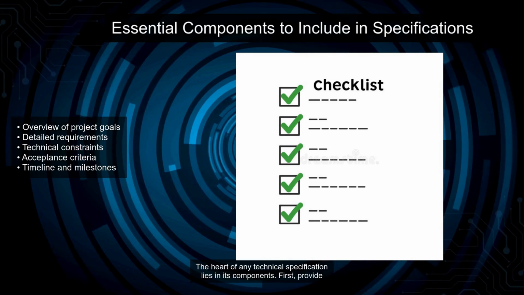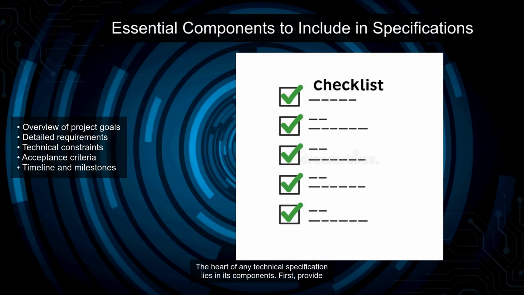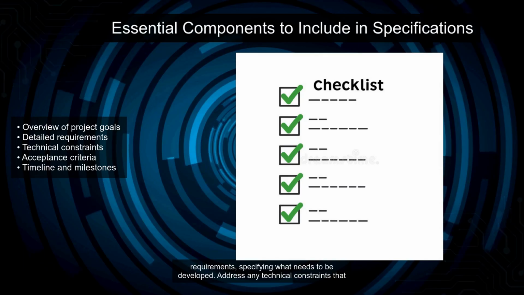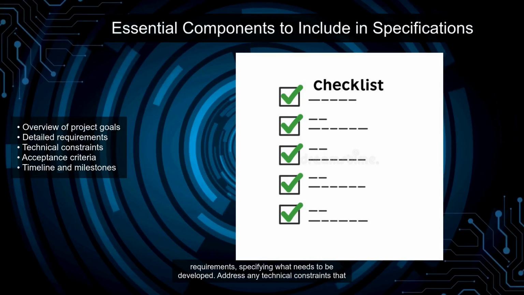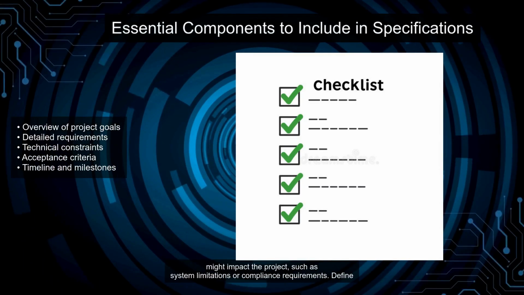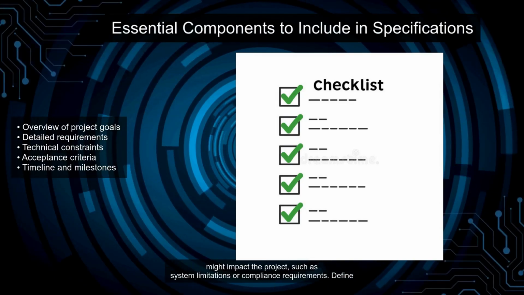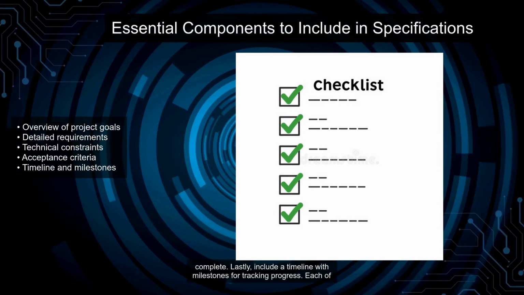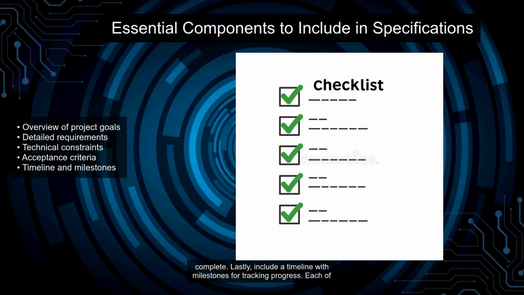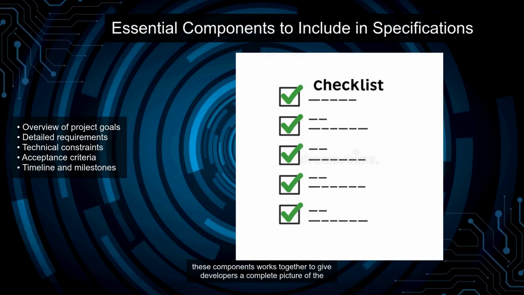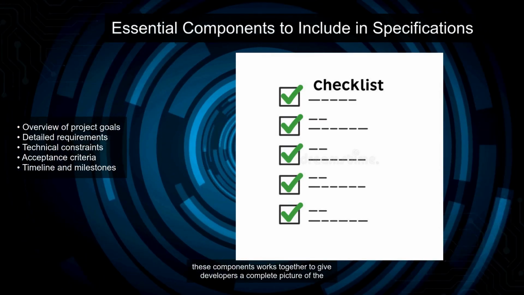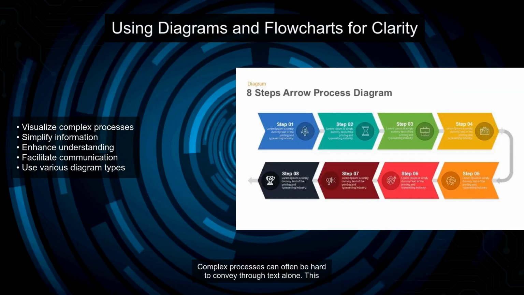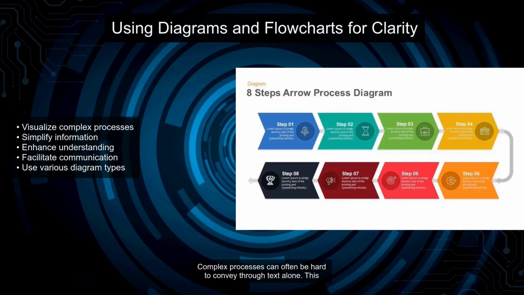The heart of any technical specification lies in its components. First, provide a project overview that outlines the major goals. Follow this with detailed requirements, specifying what needs to be developed. Address any technical constraints that might impact the project, such as system limitations or compliance requirements. Define clear acceptance criteria to let developers know when a task is considered complete. Lastly, include a timeline with milestones for tracking progress. Each of these components works together to give developers a complete picture of the project, ensuring their work meets all necessary standards and goals.